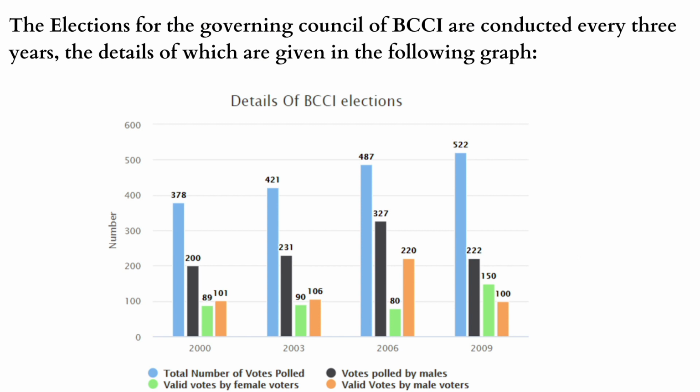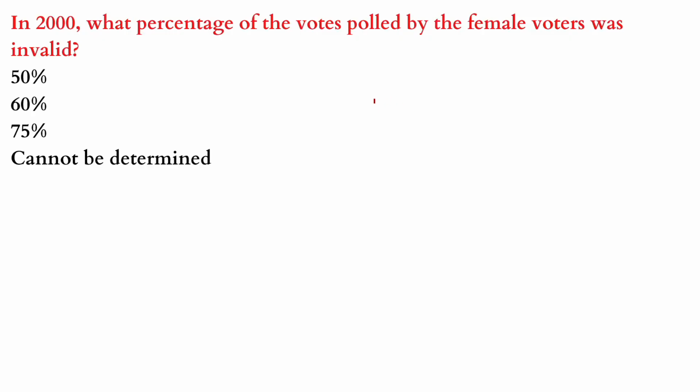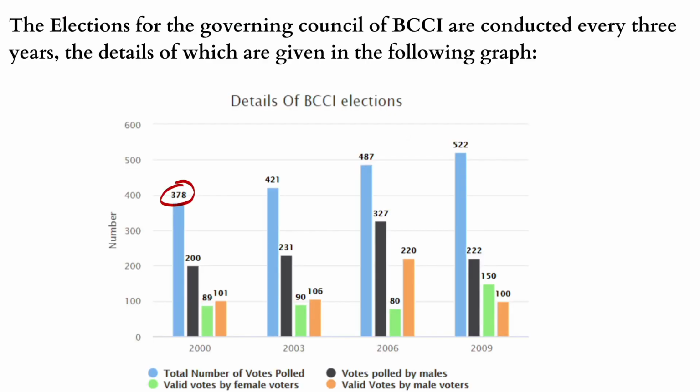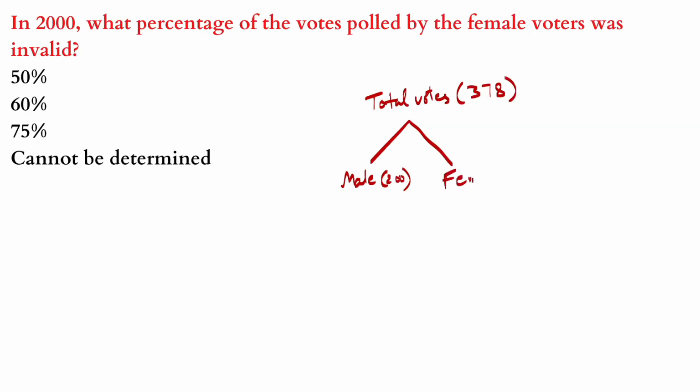Here it's not given directly regarding the female voters. So about the invalid female votes, it's not given directly. So what shall we do is, we know the total votes in the year 2000 is 378. So total votes are 378, out of which total male candidates were 200. If male are 200, then female candidates will be 378 minus 200, which is 178.